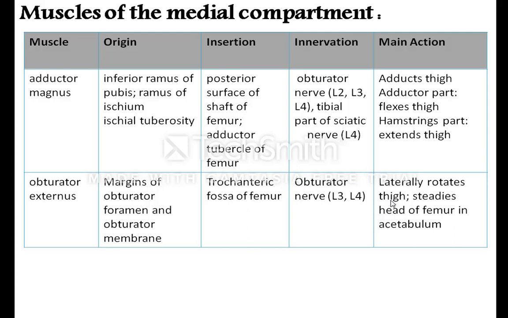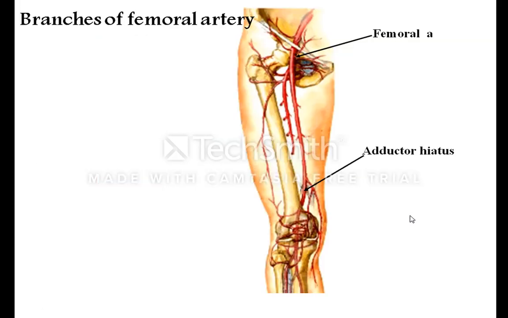Yes. So the adductor part is innervated by the obturator nerve, and the hamstring part is innervated by the tibial portion of the sciatic nerve. Obturator externus is innervated by the obturator nerve, and it laterally rotates the thigh. Very important to notice the action here, the lateral rotation of the thigh, and it steadies and stabilizes the head of the femur in the acetabulum, another additional function.